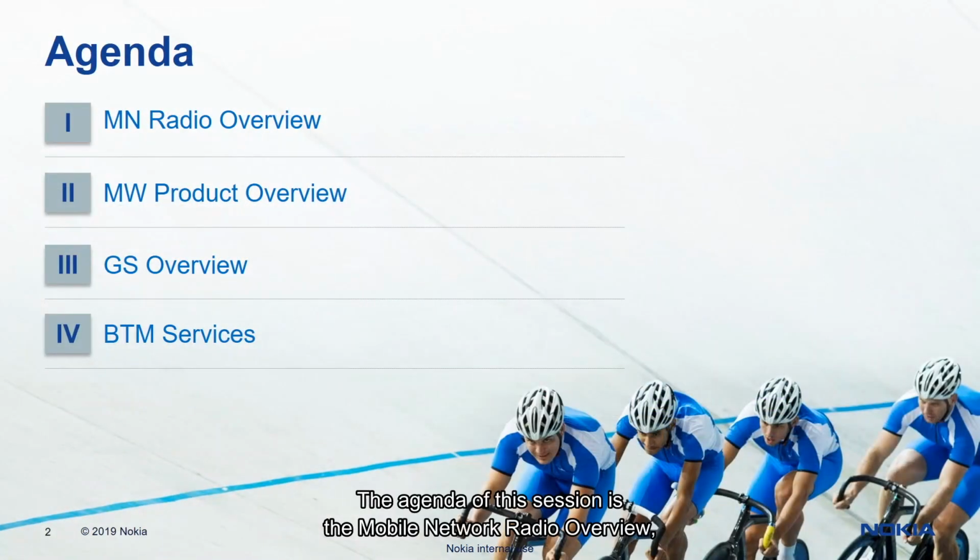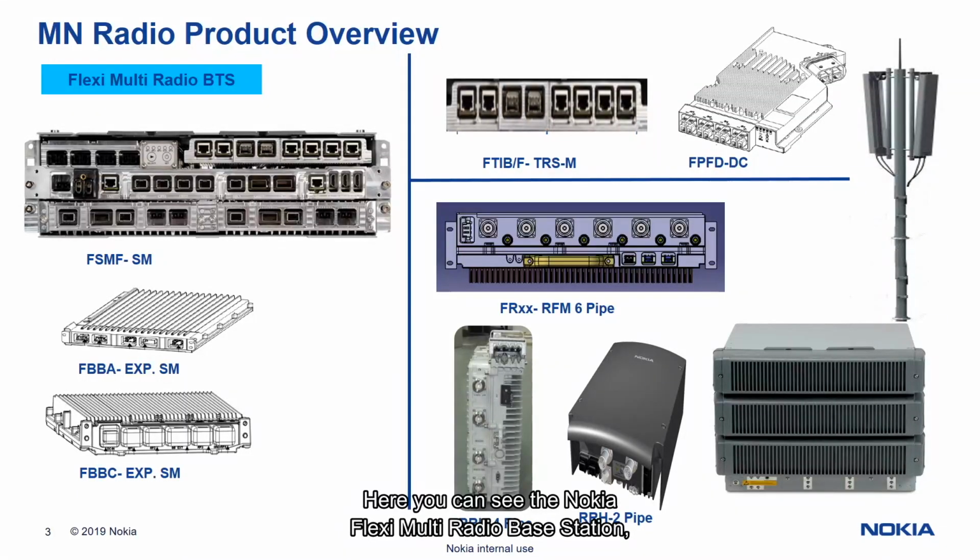The agenda of this session is the Mobile Network Radio Overview, Microwave Product Overview, Global Services Product Overview, and Build, Turnkey, and Modernization Services. Here you can see the Nokia Flexi Multi-Radio Base Station, which includes a system module and related plug-in units for the baseband. And then here in the top right corner, you can see a transport module and a power module. We also have in the Flexi platform a radio module, which is a 3-sector radio module, and then we also have remote radio heads, 4-pipe and 2-pipe variants.